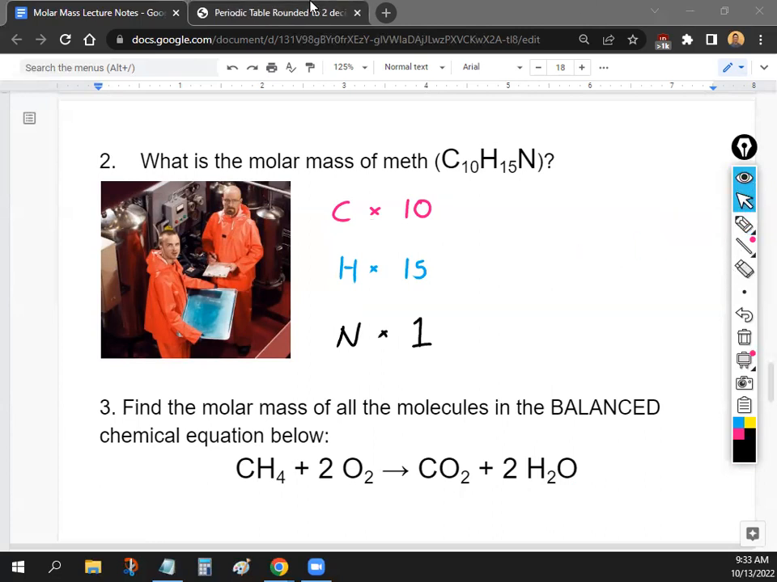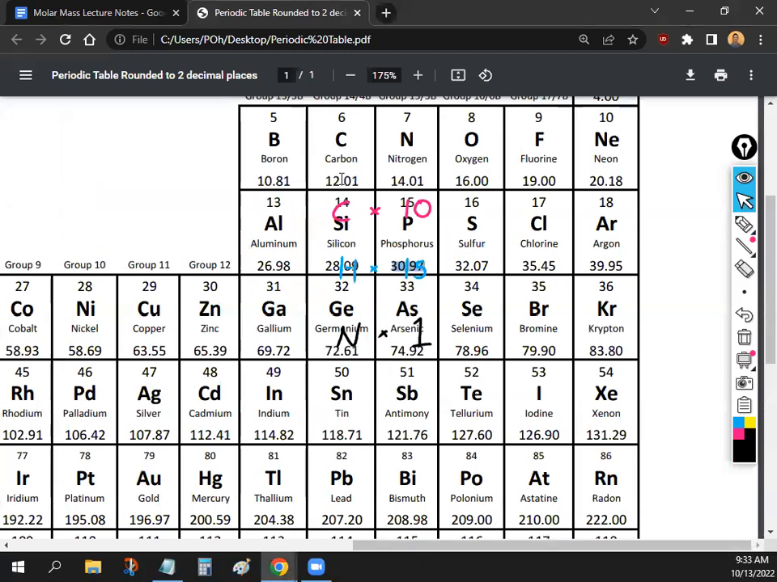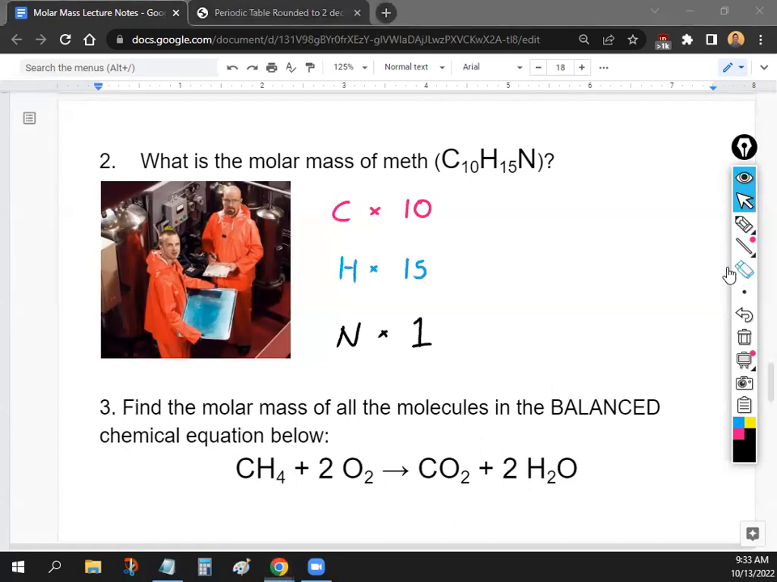Let's start with carbon. You go to the periodic table. What's the molar mass of carbon? Yeah, 12.01. So we can replace the carbon with 12.01, and then you multiply that by 10, you'll get 120.1. So all of the carbons inside of meth give you a mass of 120.1 per mole.